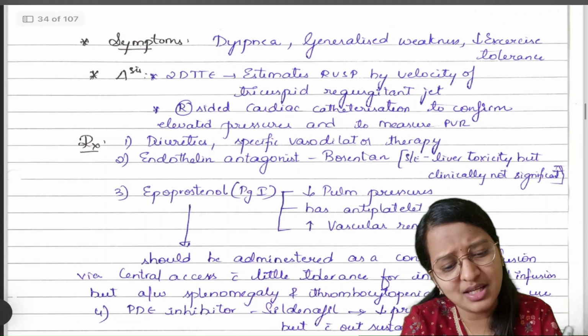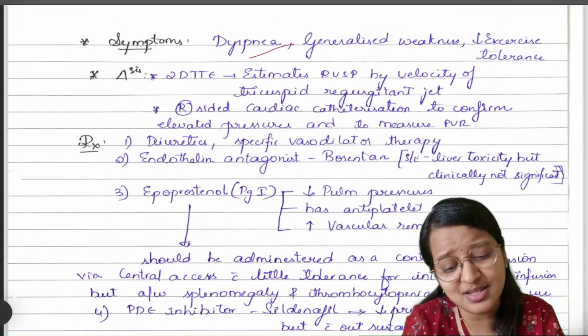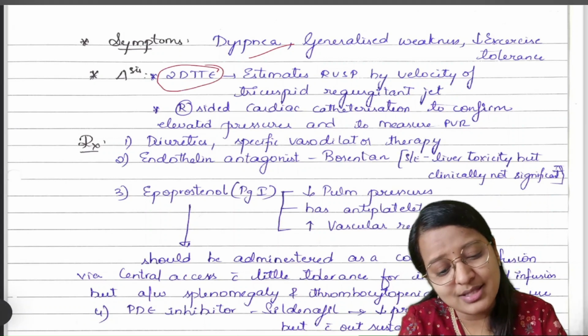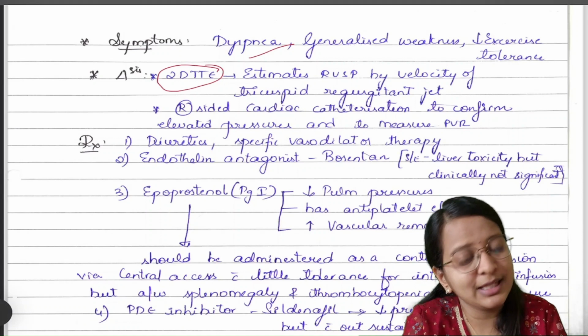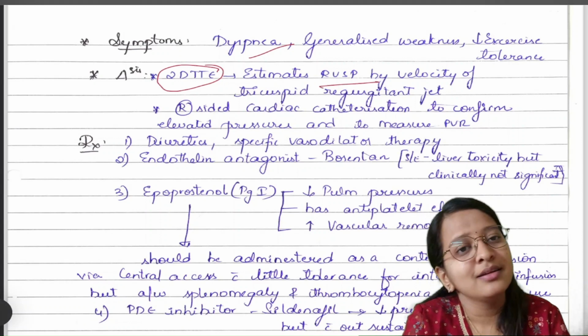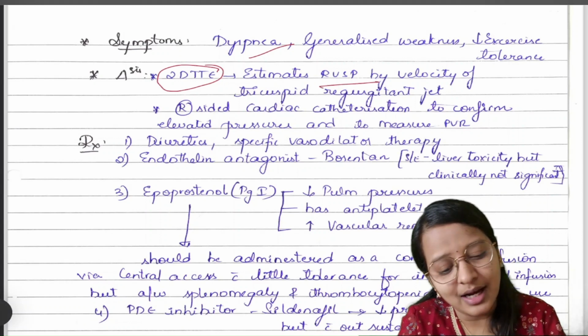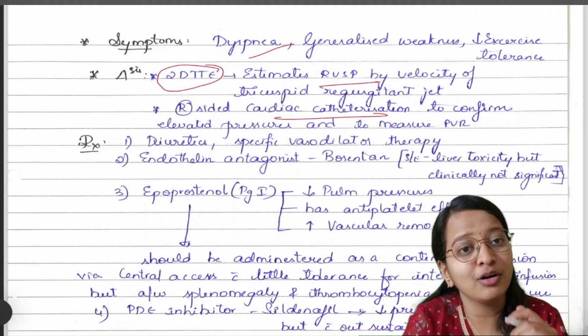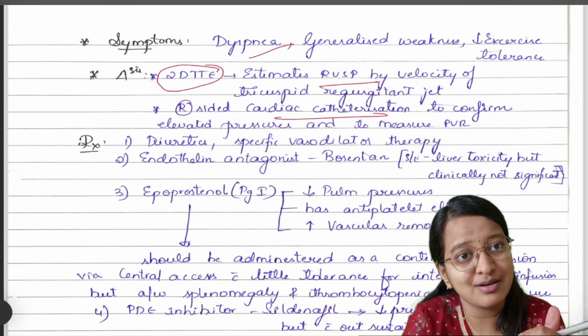Symptoms are dyspnea, weakness, decreased exercise tolerance, and diagnosis is by transthoracic echo, which will show the RVSP. Right-sided cardiac catheterization helps to confirm it. We'll know the pulmonary vascular resistance.